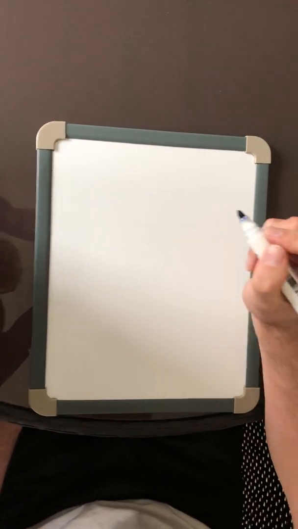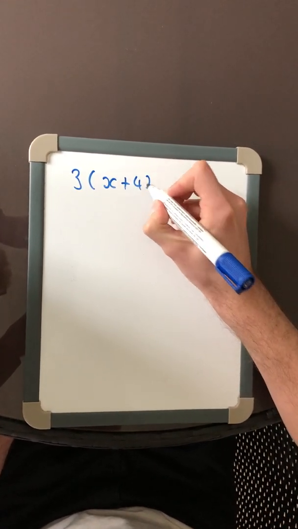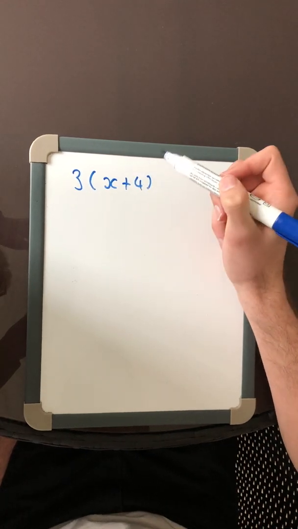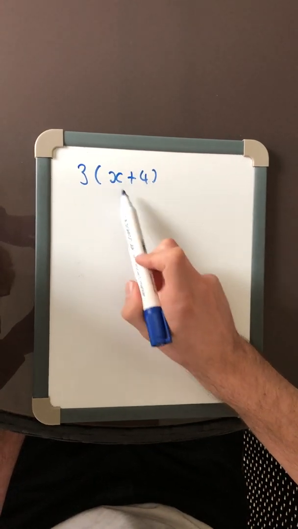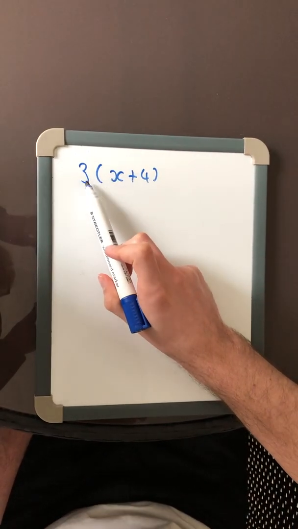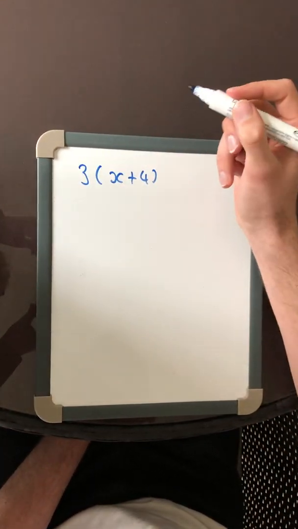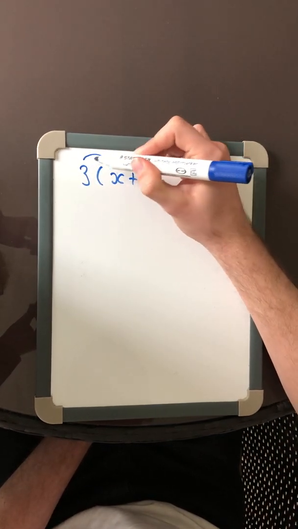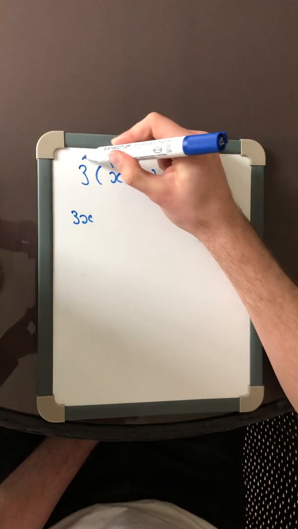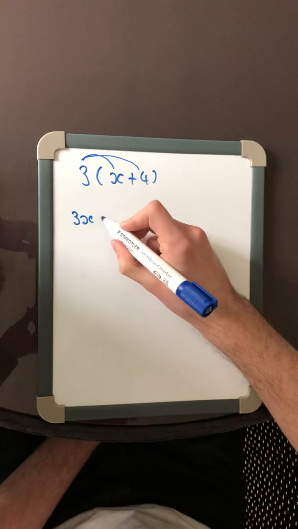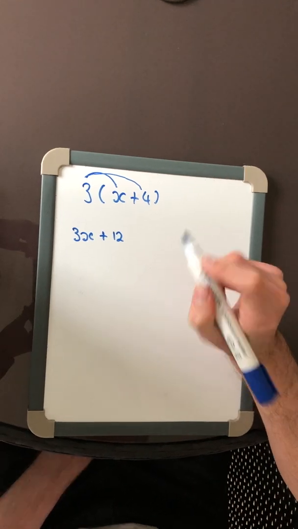So for our first question, if we get given 3 open brackets x plus 4 and the question tells us to expand the brackets or remove the brackets, what we need to do is multiply the number in front by everything inside the brackets. So we've got 3 here, so we're going to want to do 3 times everything within the brackets. And the best way to do that is to draw lines between them. If I draw a line between 3 and x, that's going to be 3 times x. So 3 times x is 3x. 3 times 4 is 12. So I'm going to add 12. And that is our answer for expanding brackets, 3x plus 12.